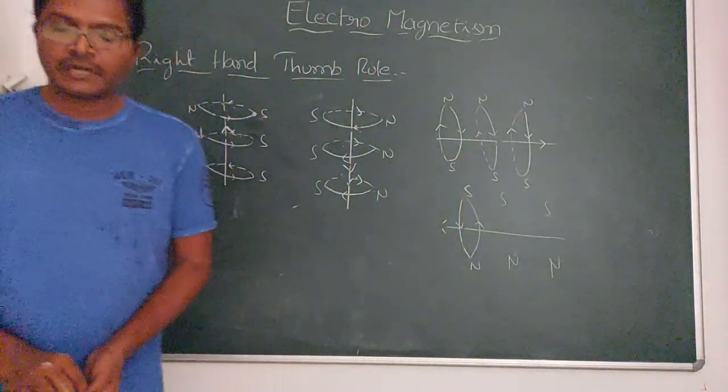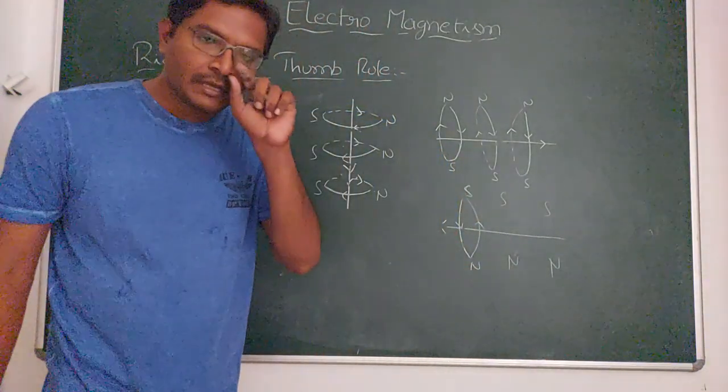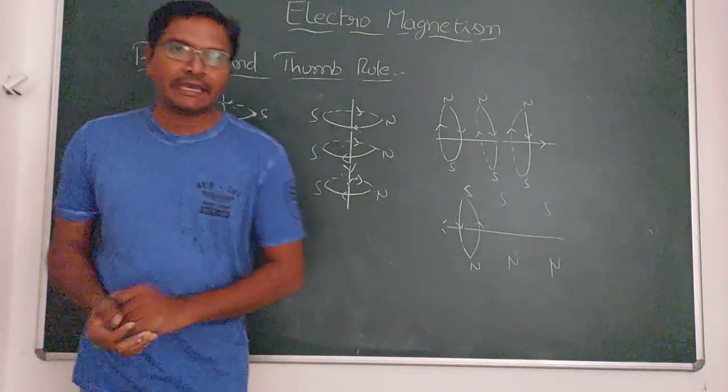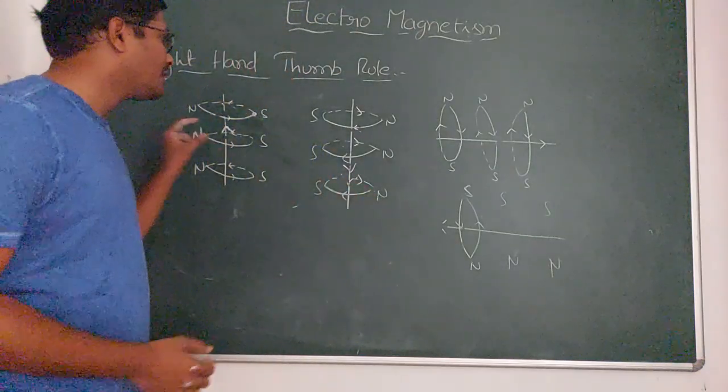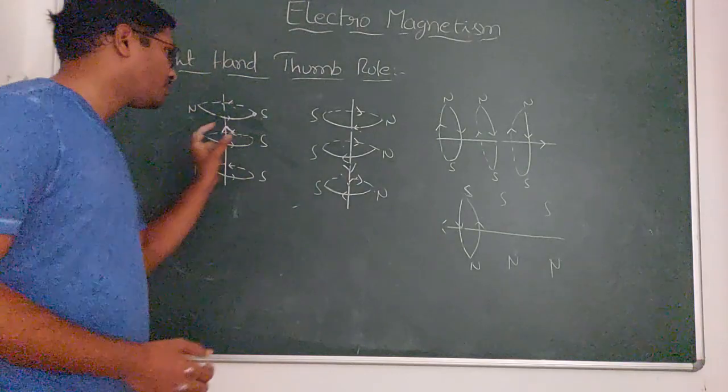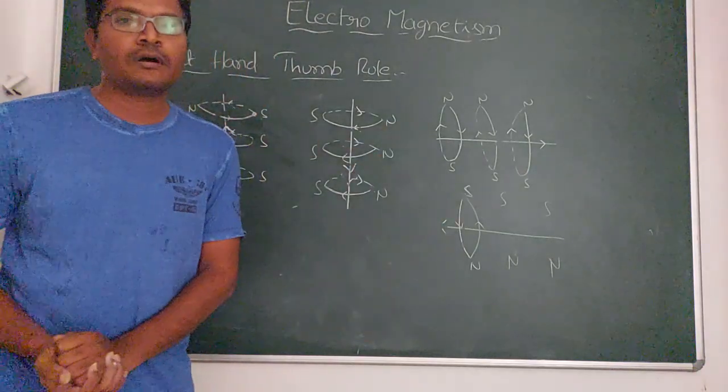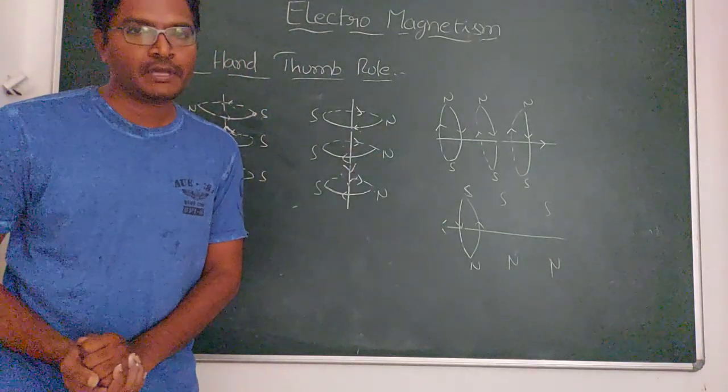This is how we will find out the direction of the magnetic field. Finding the direction of the magnetic field is nothing but finding the poles. Where are the poles? Where is the north pole? Where is the south pole? This is how you find the direction of the current.